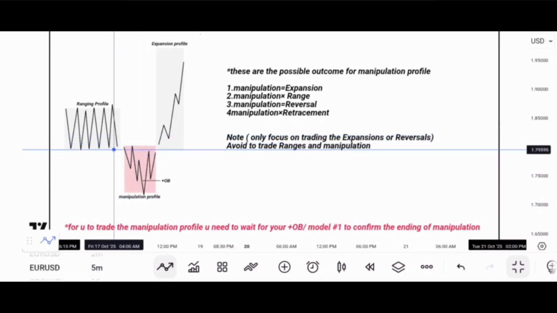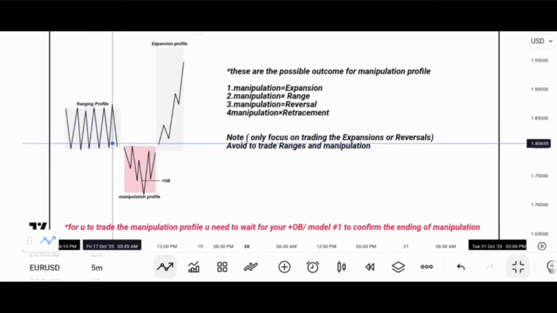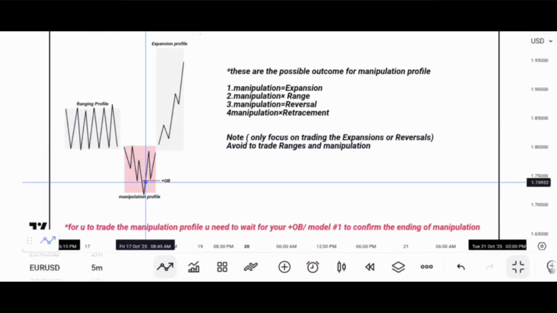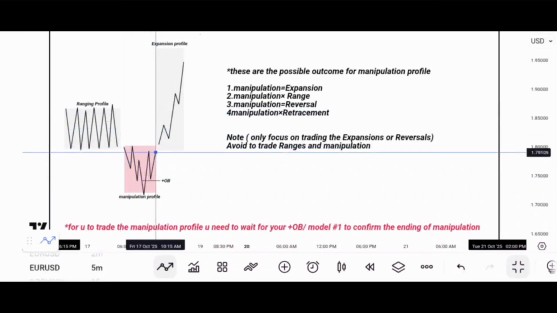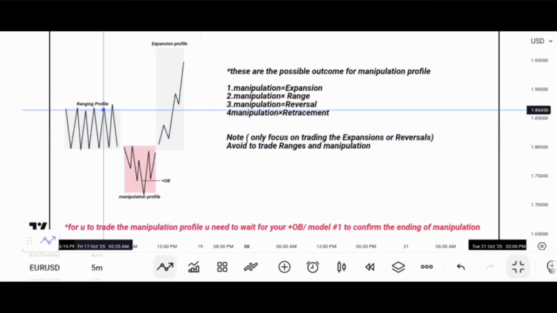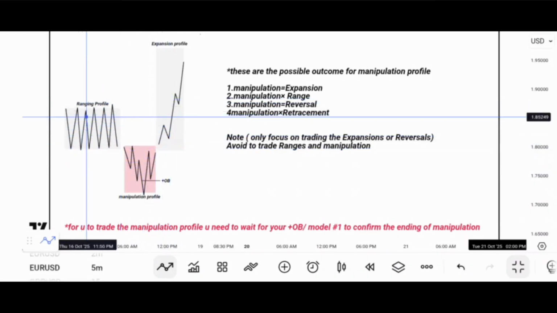So if it manipulated to the downside, since we know that after a range we got the manipulation, after manipulation, what can we get? We can get an expansion into the opposite direction, right? So this is going to be the profile, the way that it's going to be looking like. This will be our chart.